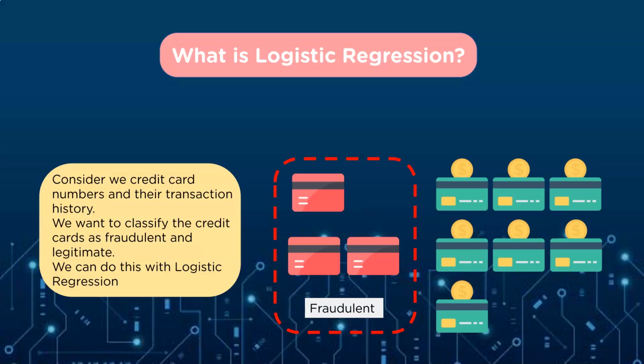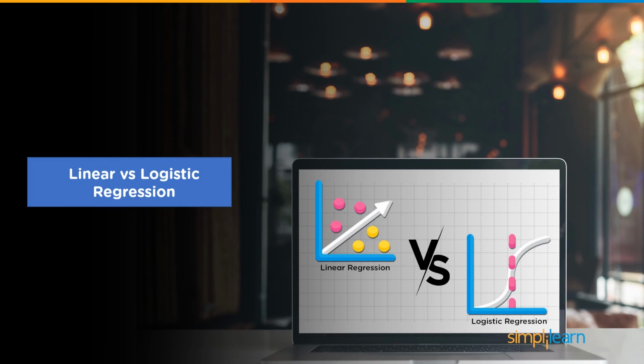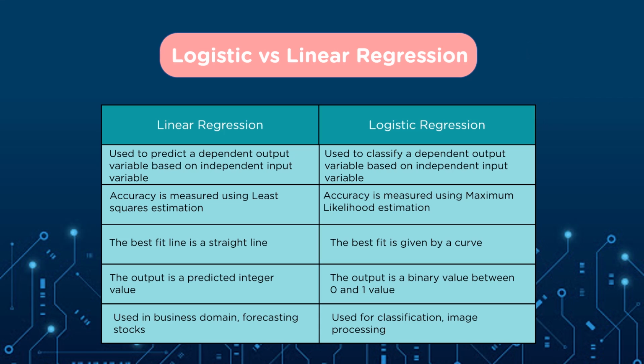And so there's a logic here that you should be noting. Instead of looking at just a linear regression model, there's all kinds of regression models that come out of this. So when we put them side by side, we have our linear regression, which is a predictive number used to predict a dependent output variable based on an independent input variable. Accuracy is measured using least squares estimation.